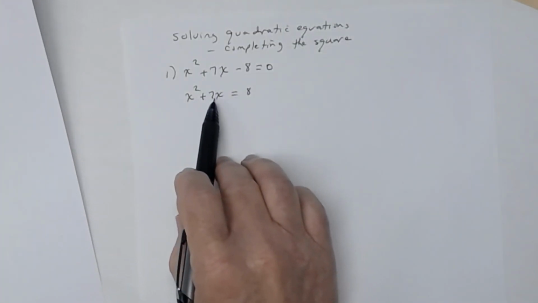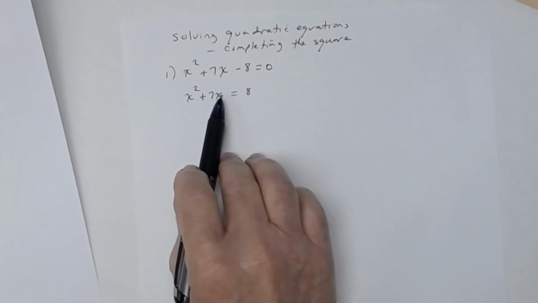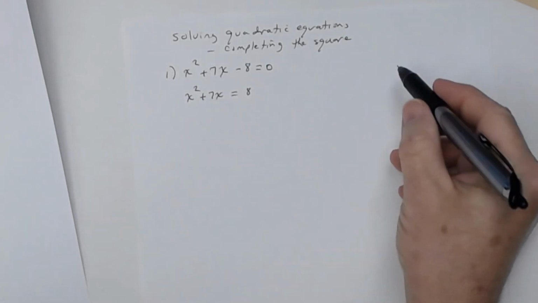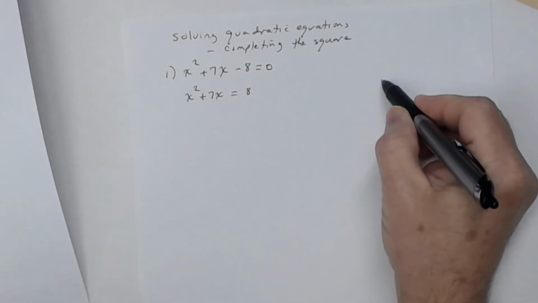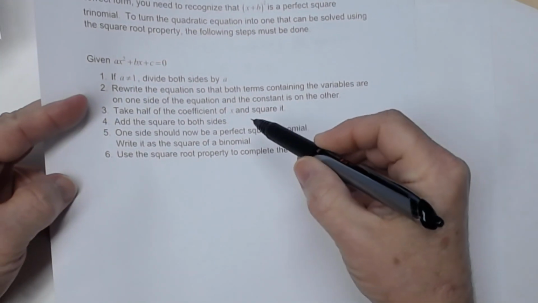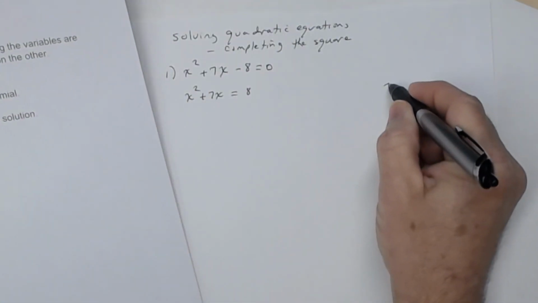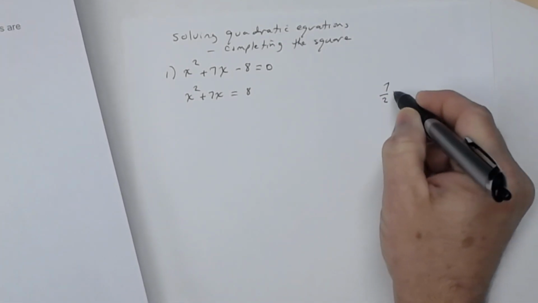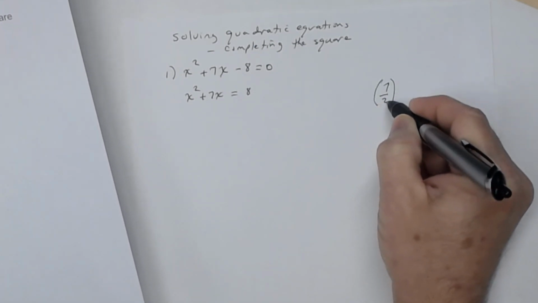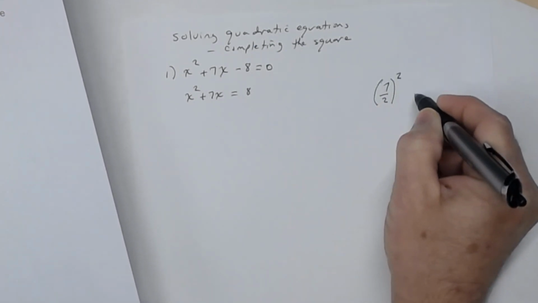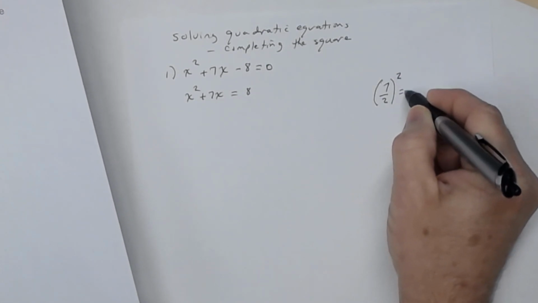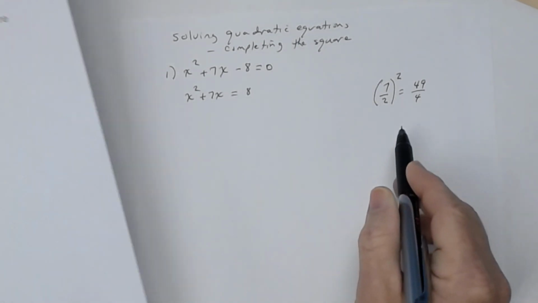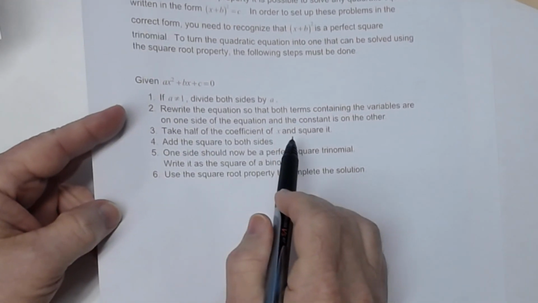So we're going to go back to our problem. Here's my x squared term, and this is my x term. The coefficient of x that you see here is a positive 7. So step 3 says I take half of that coefficient of x. In other words, I'm going to take the coefficient of x, which is 7, and divide it by 2. Once I do that, I'm going to take that fraction and square it. So 7 halves times 7 halves is 49 over 4. All right, so that's step 3, and that's what I just did.